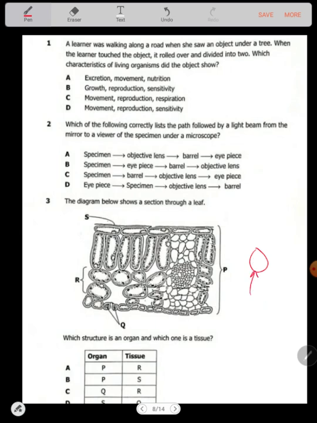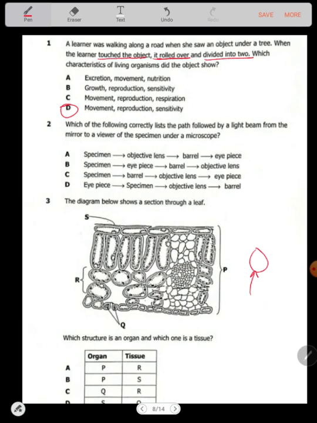There's irritability, also known as sensitivity. It has felt something. So there is the touching of the object here, which is sensitivity or irritability. Then there's rolling over, which is known as movement. Then there's division, which is reproduction. So from what I've said so far, you can tell that the answer here is D.